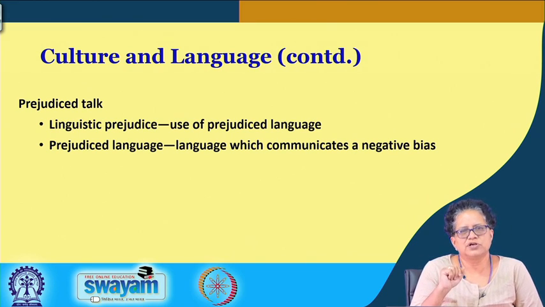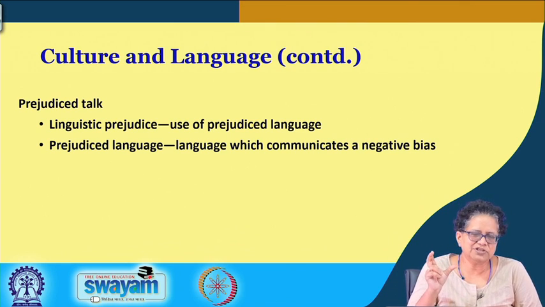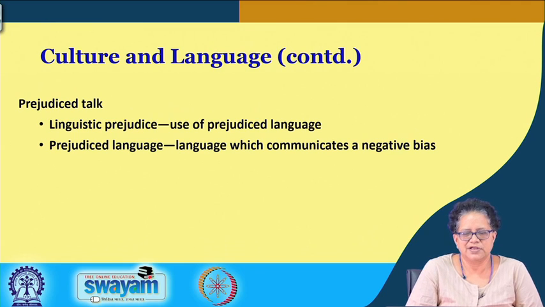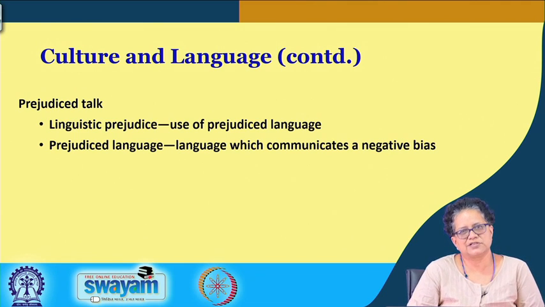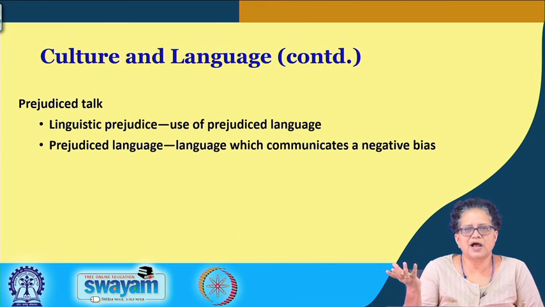In US courts, they have decided that phrases, for example, "you people" or "they, the other people," communicate a negative bias, because it implies that "you" is different from "we," it is not part of us, and the other people are some who are not like our people, they are the other people. So, prejudiced language is language which communicates a negative bias.